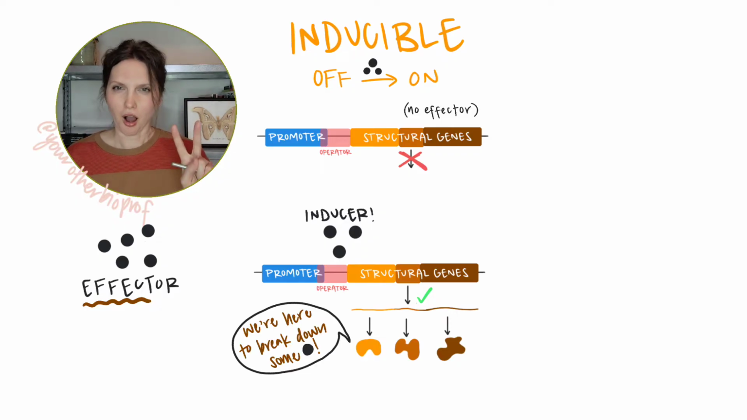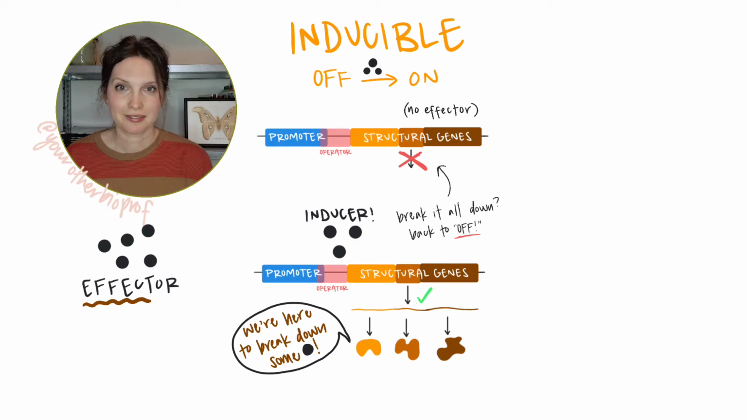They're kept in an off position while the thing they want to break down is unavailable, right? You don't want to make those proteins, they have nothing to do. But when the thing they want to break down does show up, it acts as the effector, the inducer, kicking on transcription of the genes to make the proteins to do that breakdown.